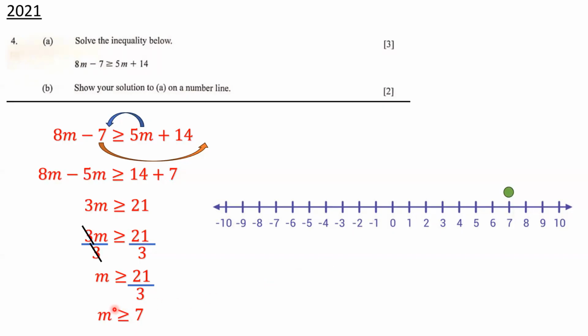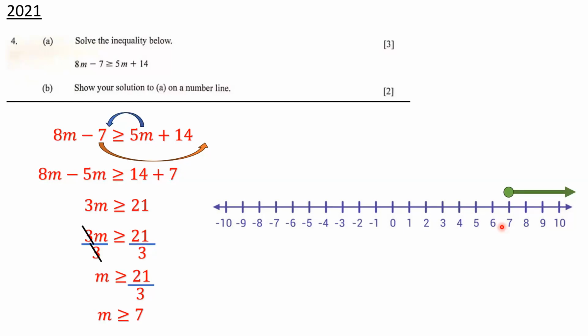Now, m is greater than 7 as well, though. So that means we have to include the numbers that are greater than 7. And numbers that are greater than 7 are going to be 8, 9, 10, 11, and so on. And so we're going to put our arrow to the right. And so this is m is greater than or equal to 7 represented on a number line.